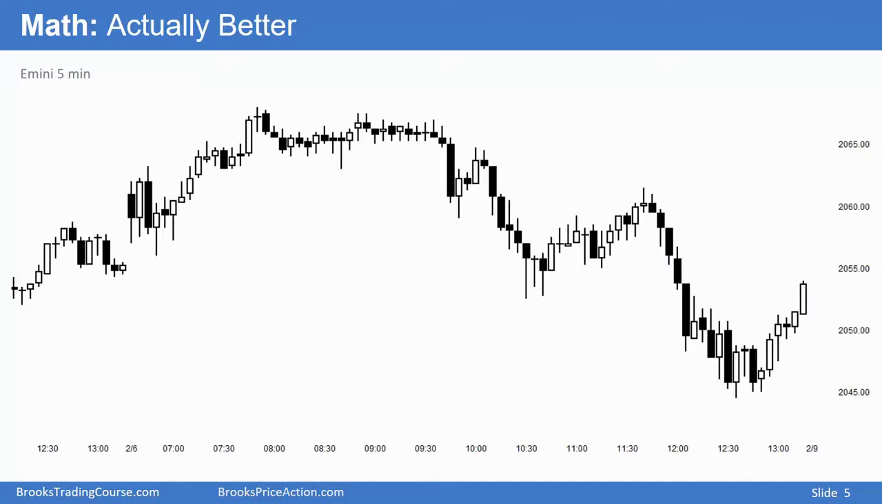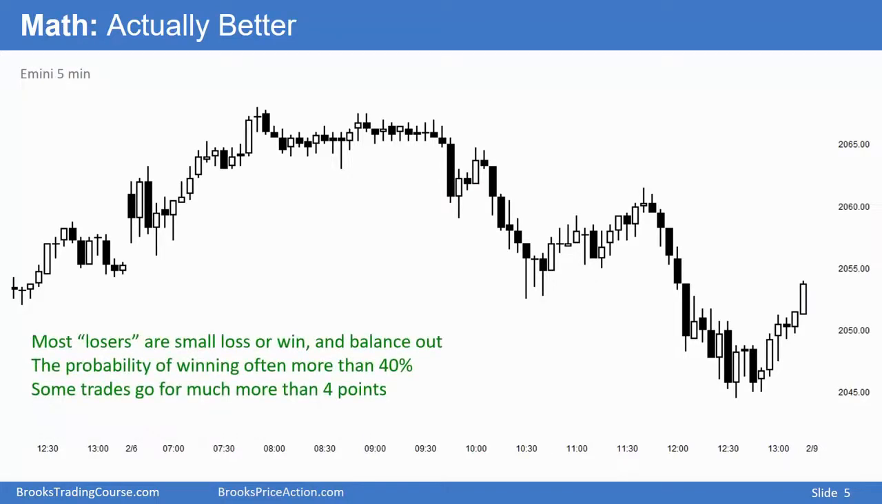Here's the E-mini. When I said 6 losers, I did not mean 6 losers. I meant 6 trades that did not achieve a swing profit. And those 6 losers are a combination of small losses and small wins that balance each other out. And the probability of winning is often more than 40%, and some trades go for much more than 4 points.